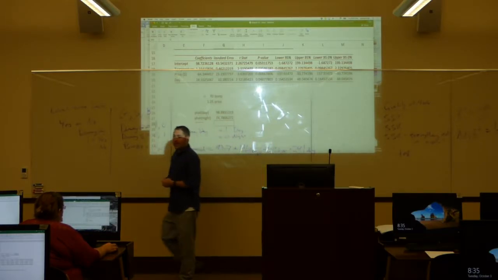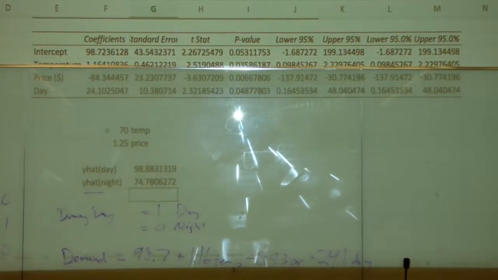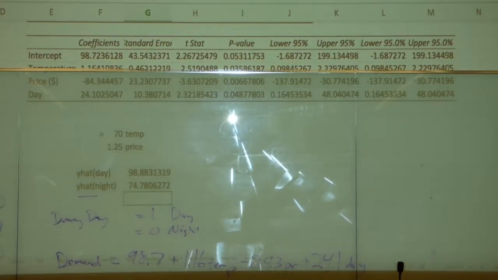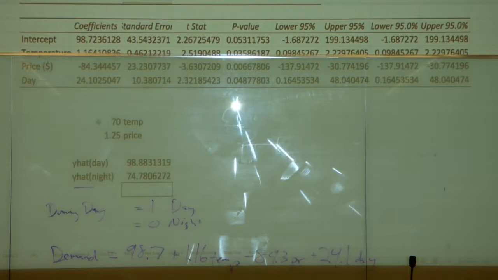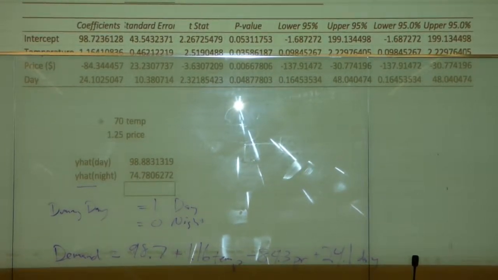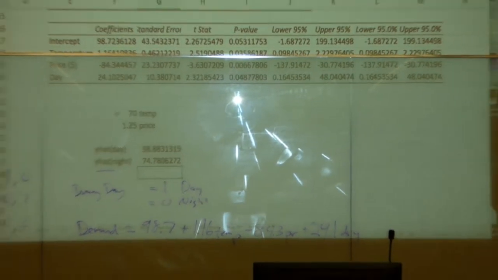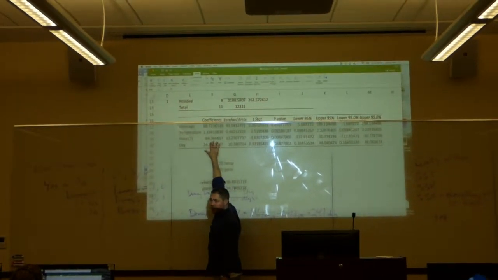Yep. So to read it just off of the intercept, the way that you would interpret that is that the demand is 98.72 unless the temperature goes up by 1.64 or the price goes down. I'm confused how we're reading that. You're confused about these up here? Yeah, just like how you would say it. Okay, so like, it works.